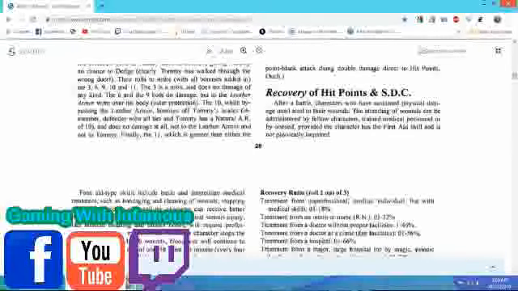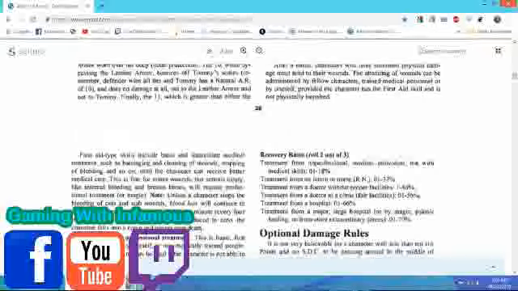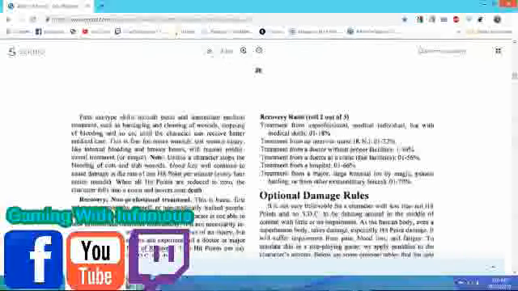Recovery of hit points and SDC. After a battle, characters who have sustained physical damage must tend to their wounds. The attending of wounds can be administered by fellow characters, trained medical personnel, or by oneself, provided the character has the first aid skill and is not physically impaired.